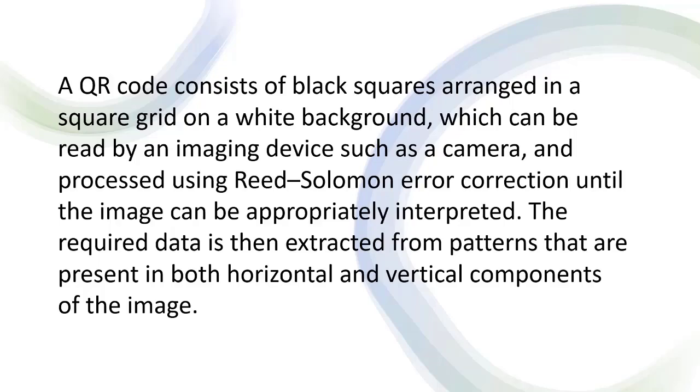A QR code consists of black squares arranged in a square grid on a white background, which can be read by imaging devices such as a camera and processed using Reed-Solomon error correction until the image can be appropriately interpreted. The required data is then extracted from the patterns that are present in both horizontal and vertical components of the image.